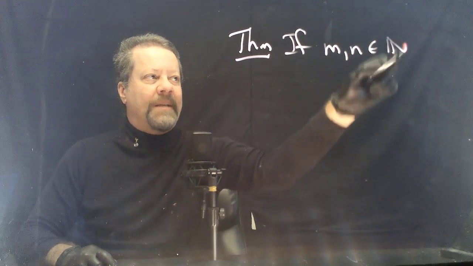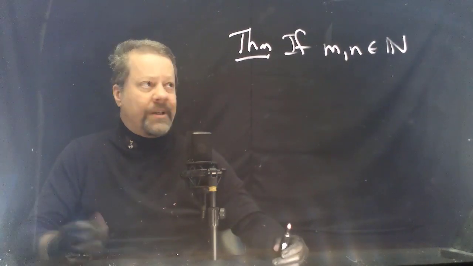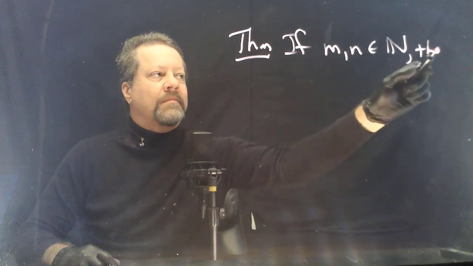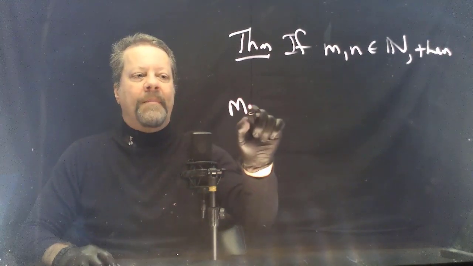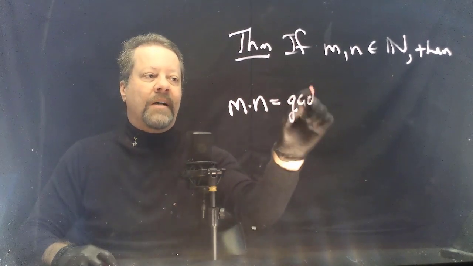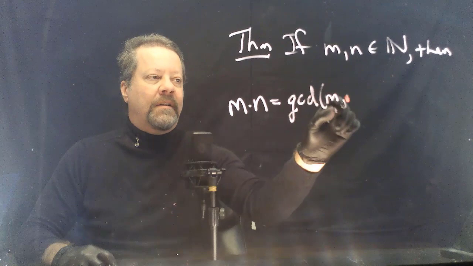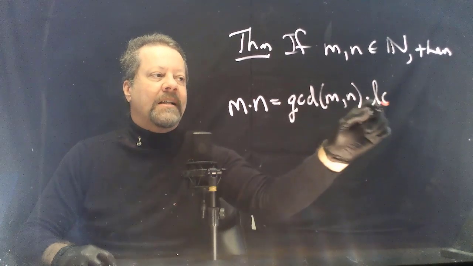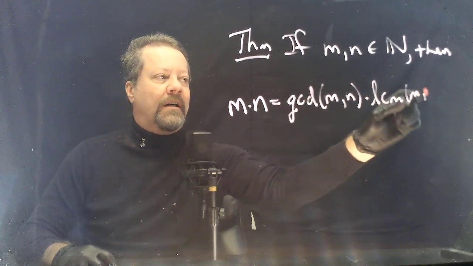In the next theorem, we're going to take m and n to be elements of the set of natural numbers, by which I'm assuming 0 is not a natural number. Then m times n will in fact be equal to the greatest common divisor of m and n times the least common multiple of m and n.